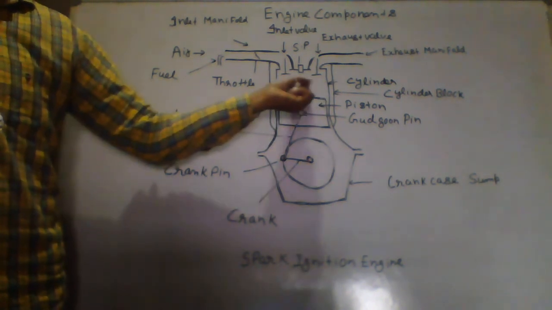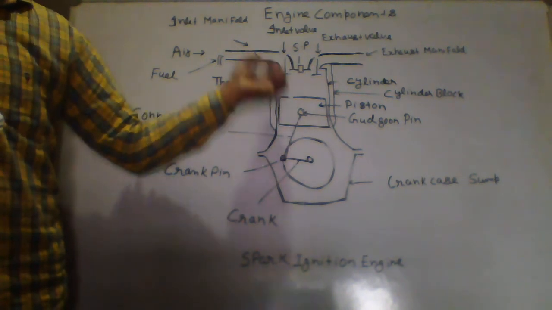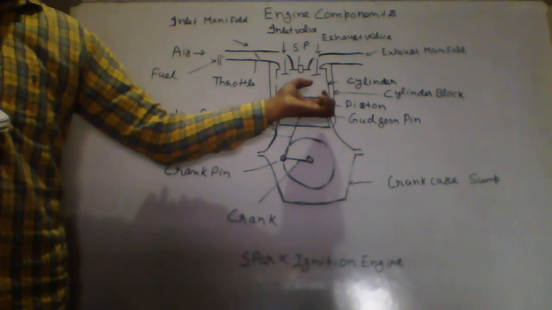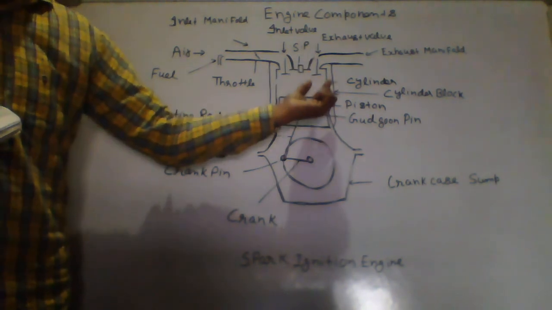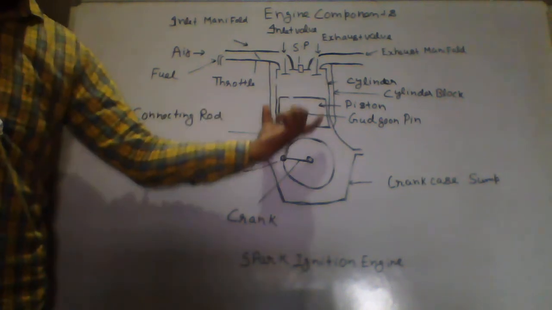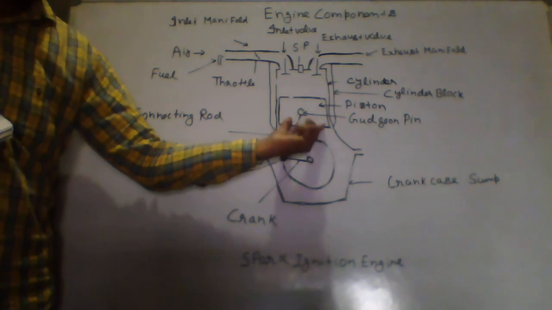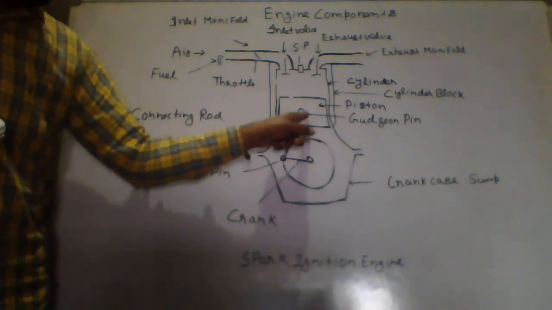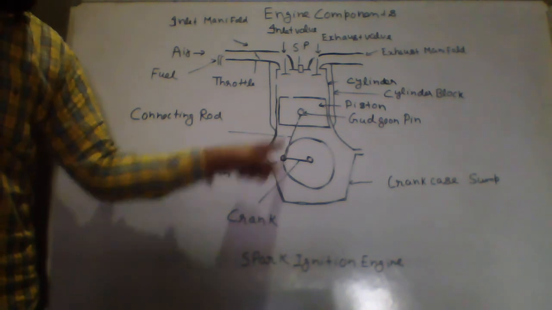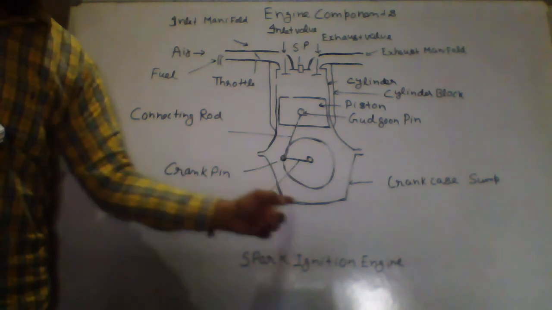These are poppet type, mushroom type valves which are used to open and close, and air fuel mixture will enter from this side, and after combustion the burnt gases will go outside, and this valve will allow them to go outside. Okay, this is your cylinder block, which will support all the components. This is your piston, this is your gudgeon pin, and this is your connecting rod. Okay, this is the small end of the connecting rod, this is the big end of the connecting rod. Okay, this is your crankshaft.